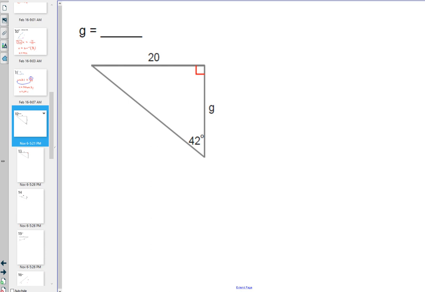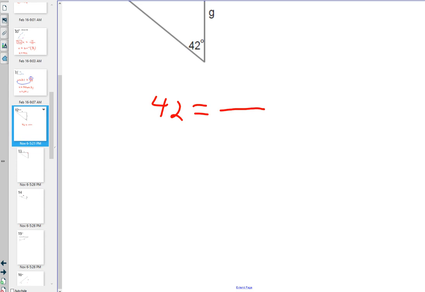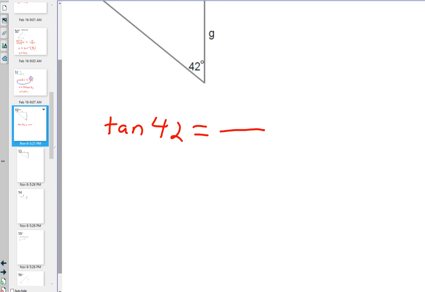Let's see if I can find one with the unknown on the bottom. Perfect. Here we're looking for G. The angle is 42, so I know the trig function is going to go right in front of the 42, and on the fraction I'm going to have the G and the 20, but in order to know where they go, I have to know what sides they are. What side is the G here? It's the adjacent leg, the leg that's touching the 42. What side is the 20? Opposite leg. What trig ratio relates opposite with adjacent? Tangent. And specifically, opposite has to go on the top and adjacent on the bottom.